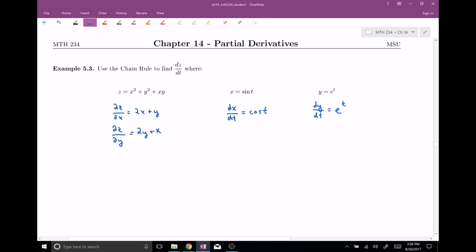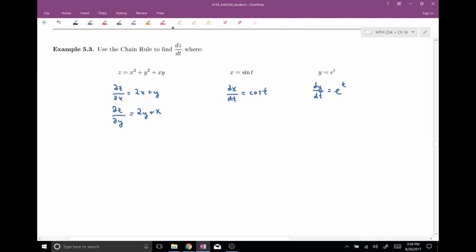Likewise, I calculated dx/dt, the derivative of x with respect to t, it's cosine, and the derivative of y with respect to t, in this case, it's just e to the t. So now, according to our chain rule, we have dz/dt is equal to the partial derivative of z with respect to x times the derivative of x with respect to t plus the partial derivative of z with respect to y times the derivative of y with respect to t.